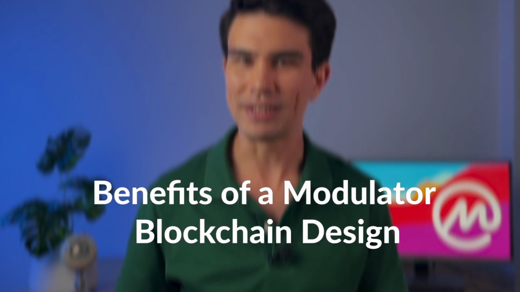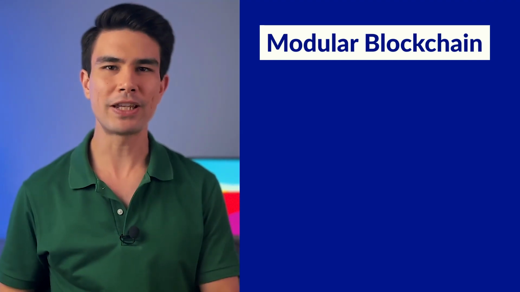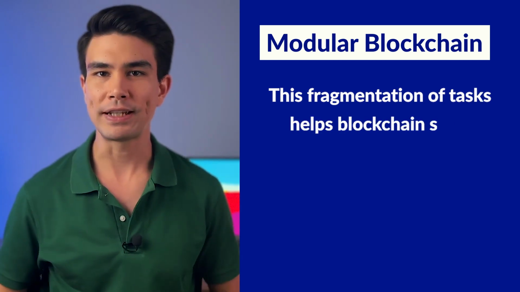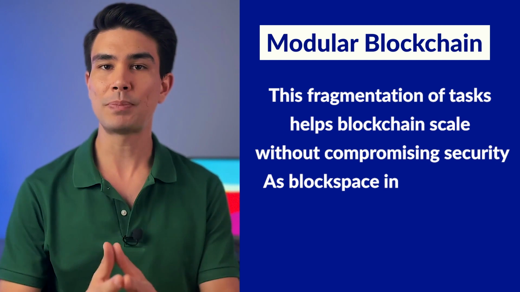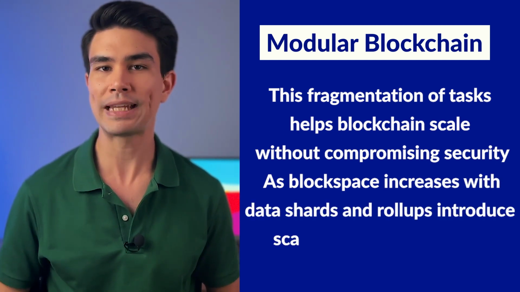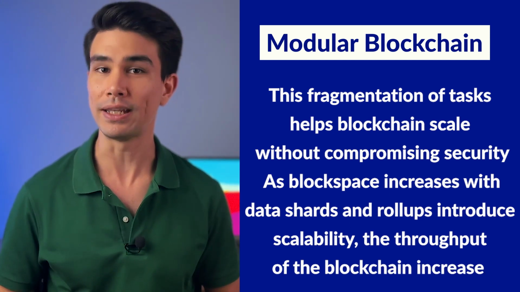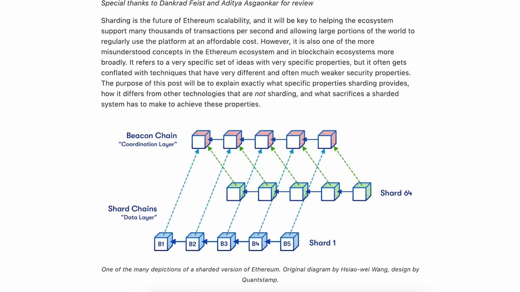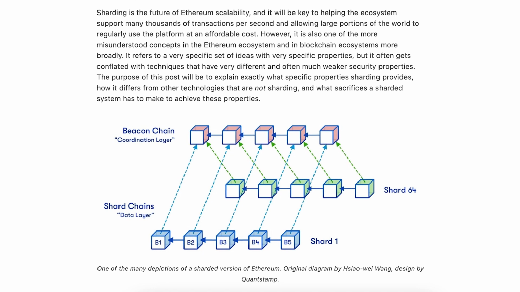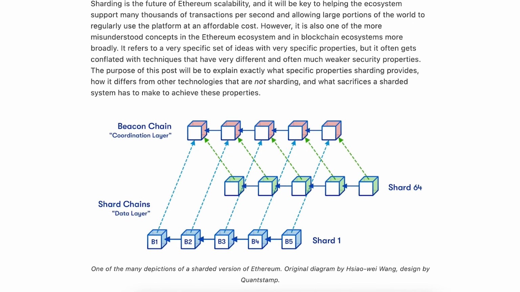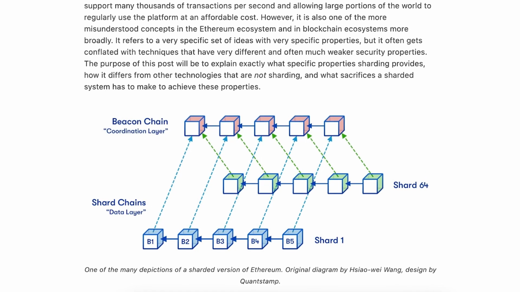One of the biggest benefits of a modular blockchain is its ability to split various tasks into segments. This fragmentation of tasks and responsibilities helps the blockchain scale without compromising security. As block space increases with data shards and as rollups introduce scalability, the overall throughput of the blockchain increases. All of this is made possible with proof-of-stake chains where the barrier to entry to the chain is lowered as compared to proof-of-work chains. Ethereum is probably one of the perfect examples of a modular blockchain currently in existence. While it currently follows the proof-of-work consensus mechanism, when it does transition to proof-of-stake in late 2022, it aims to become one of the most scalable, decentralized, and highly secure blockchains.